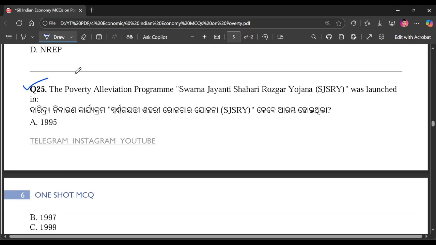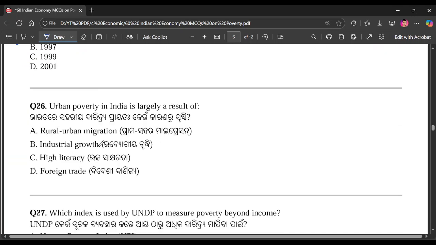Question number 25. The poverty alleviation program Swarna Jayanti Shahari Rozgar Yojana was launched in. Right answer is option number B, 1997. Question number 26. Urban poverty in India is largely the result of. Right answer is option number A.